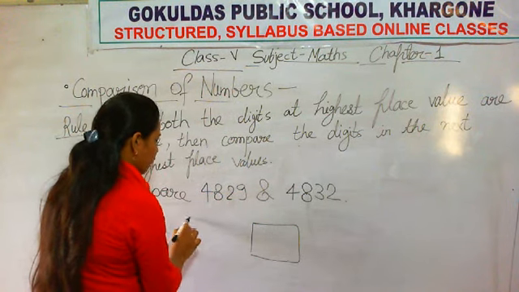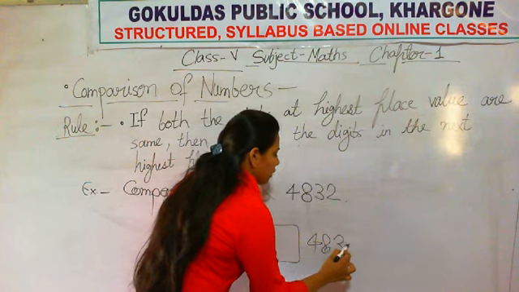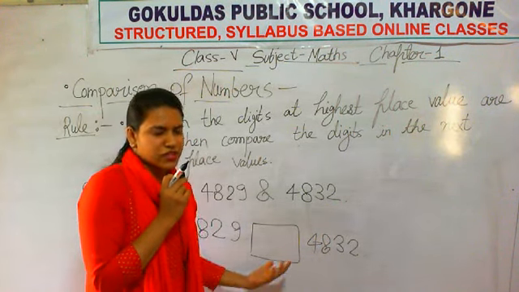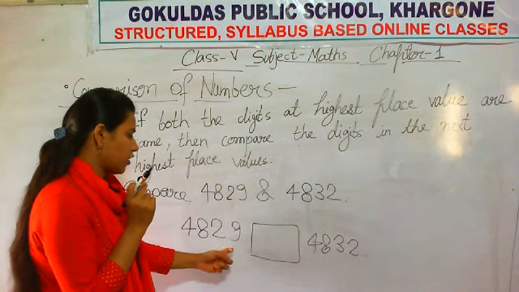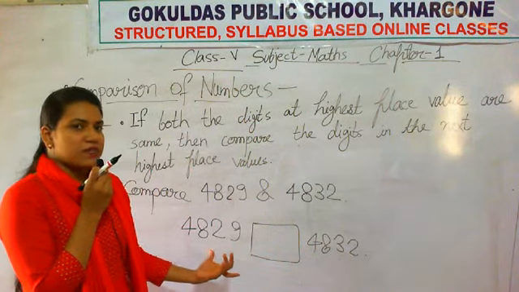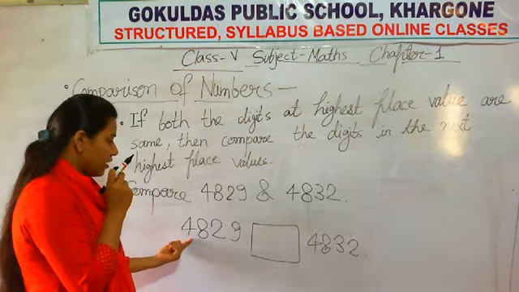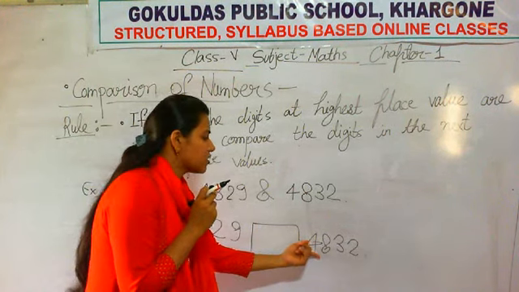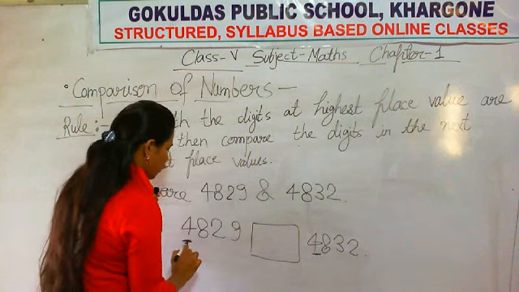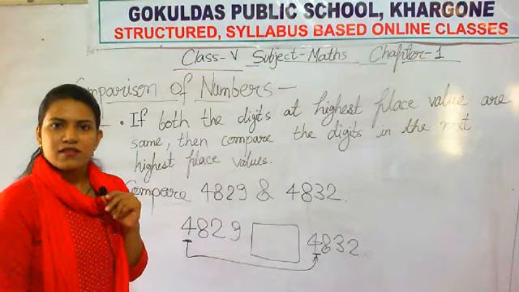We have two numbers and we want to compare them. You use the first rule. What was the first rule? You will count the number of digits in both the numbers. So you count 1, 2, 3, 4 here, 1, 2, 3, 4 here. Both the numbers have the same number of digits. Now what is the rule? You will compare the highest place value digit. When you compare, you see that both the numbers have the same digit.